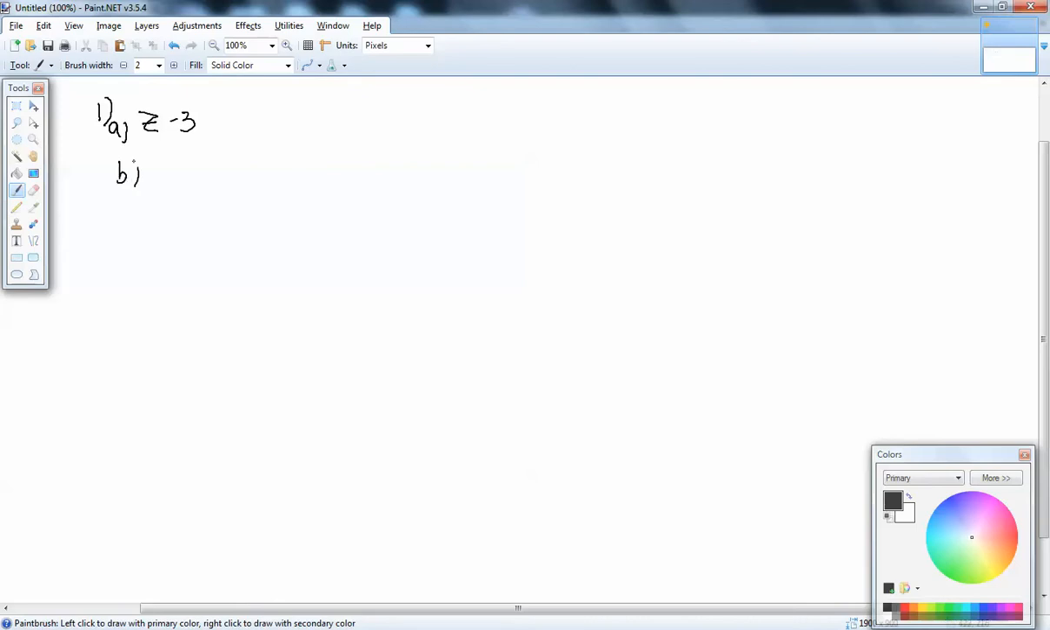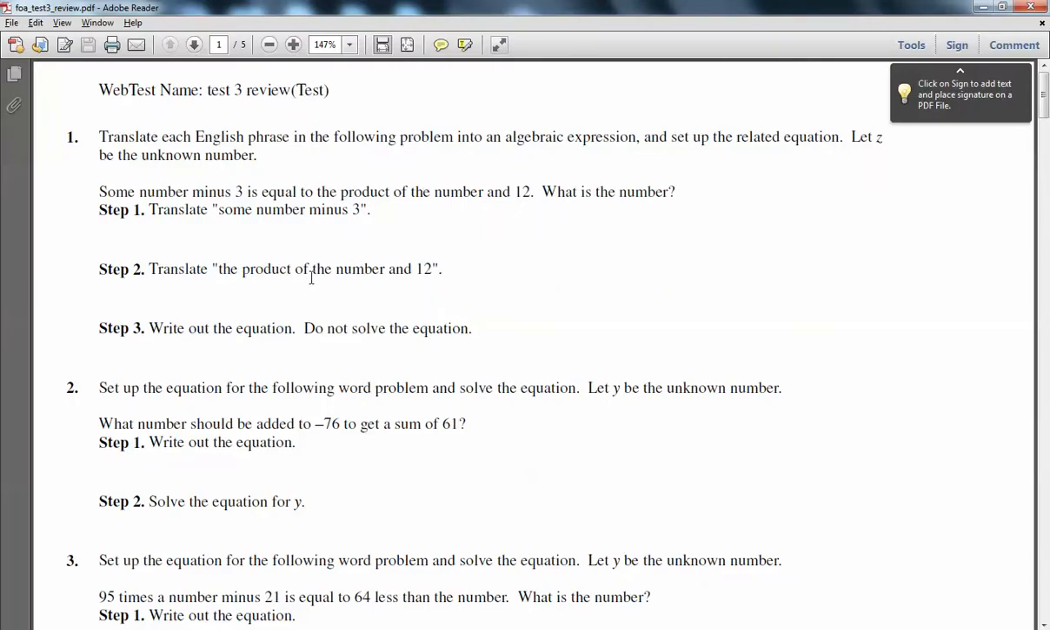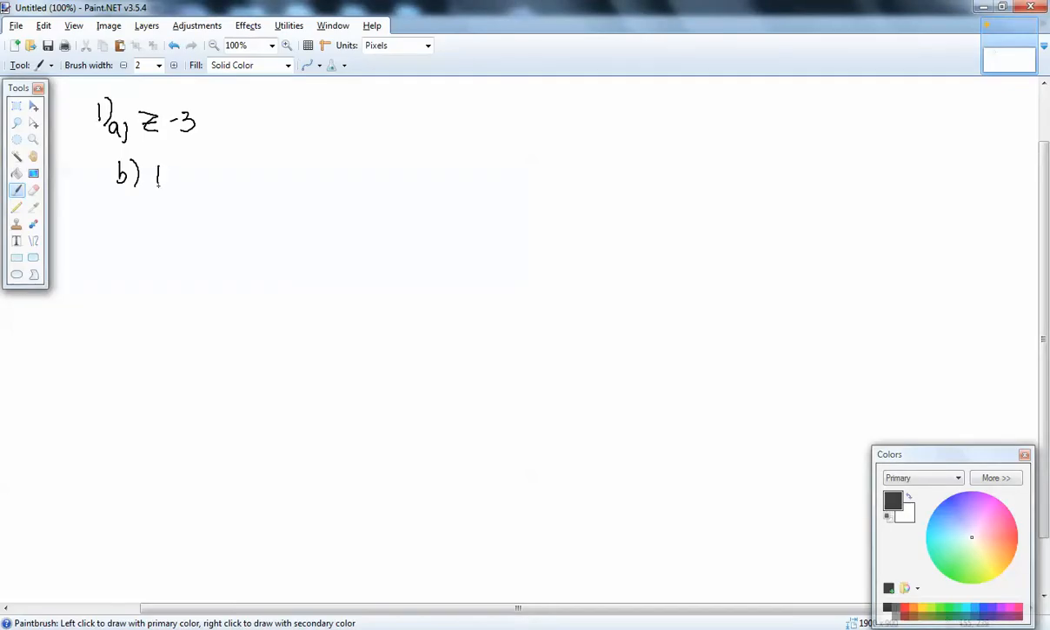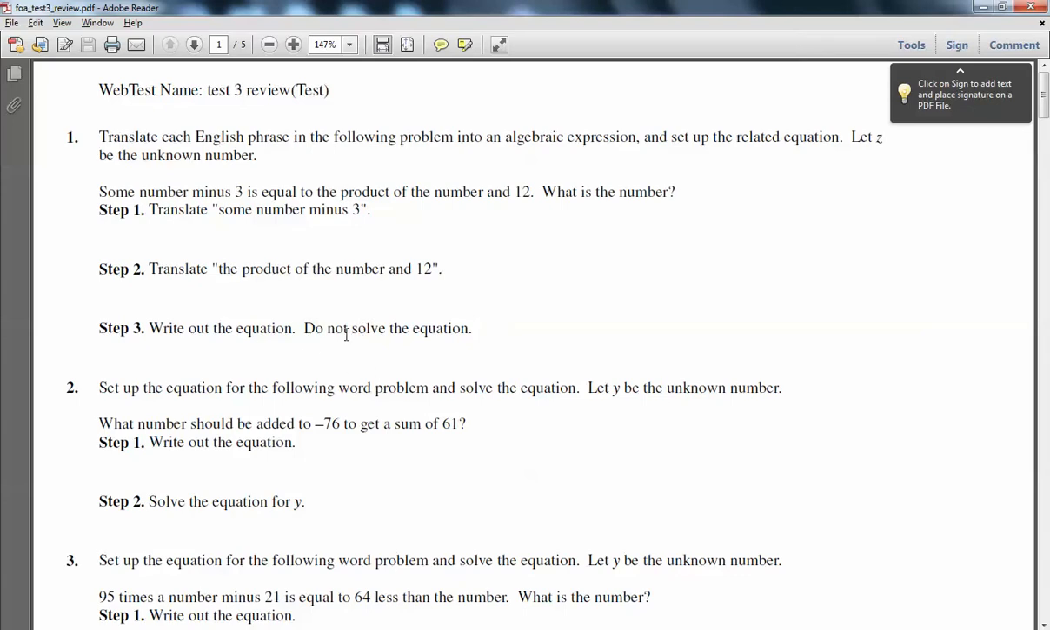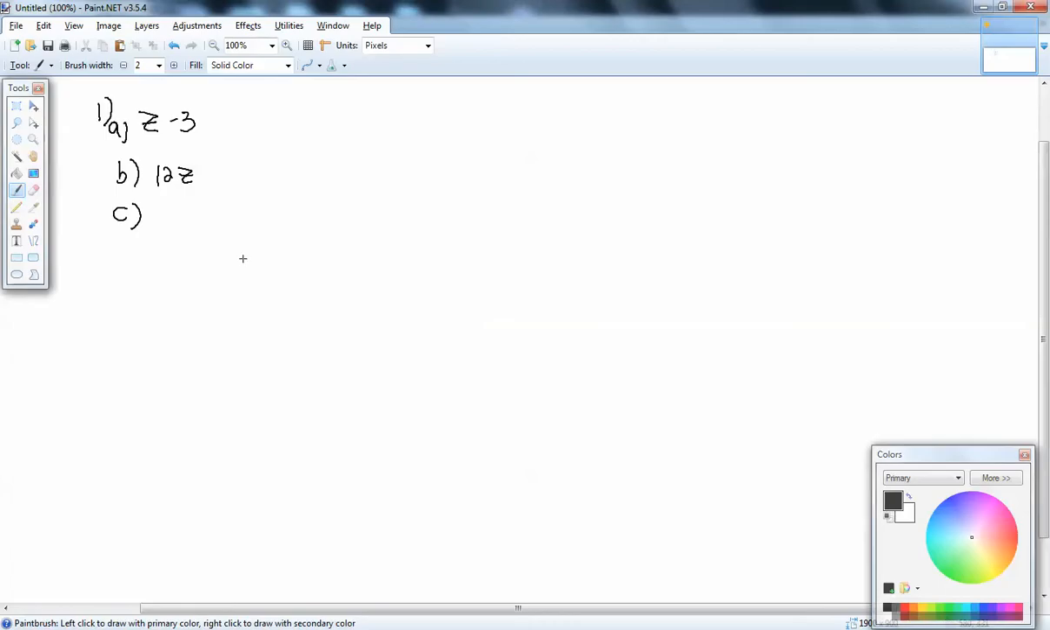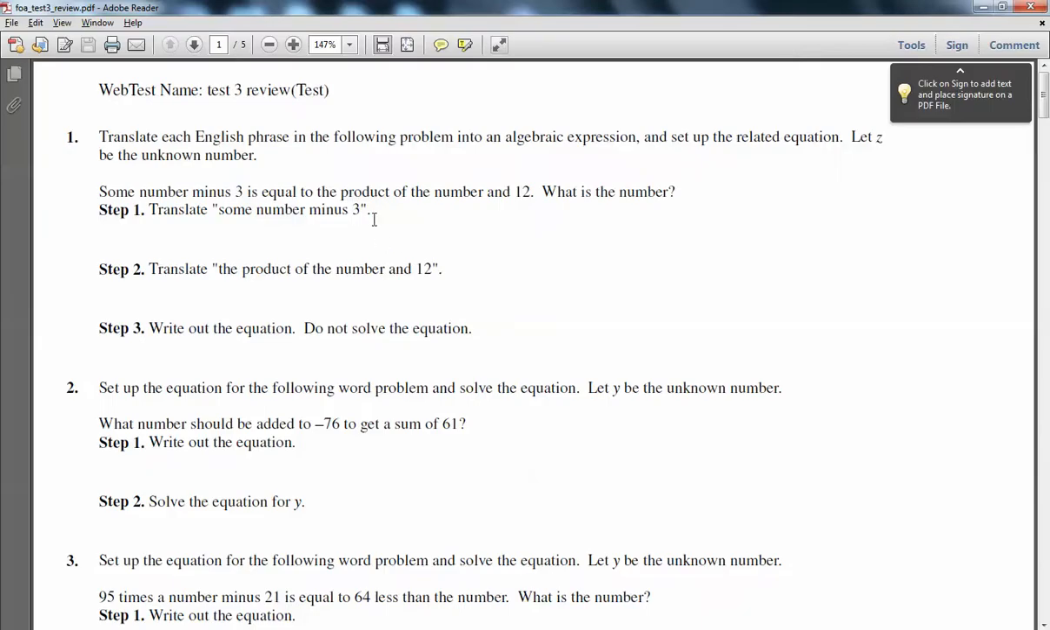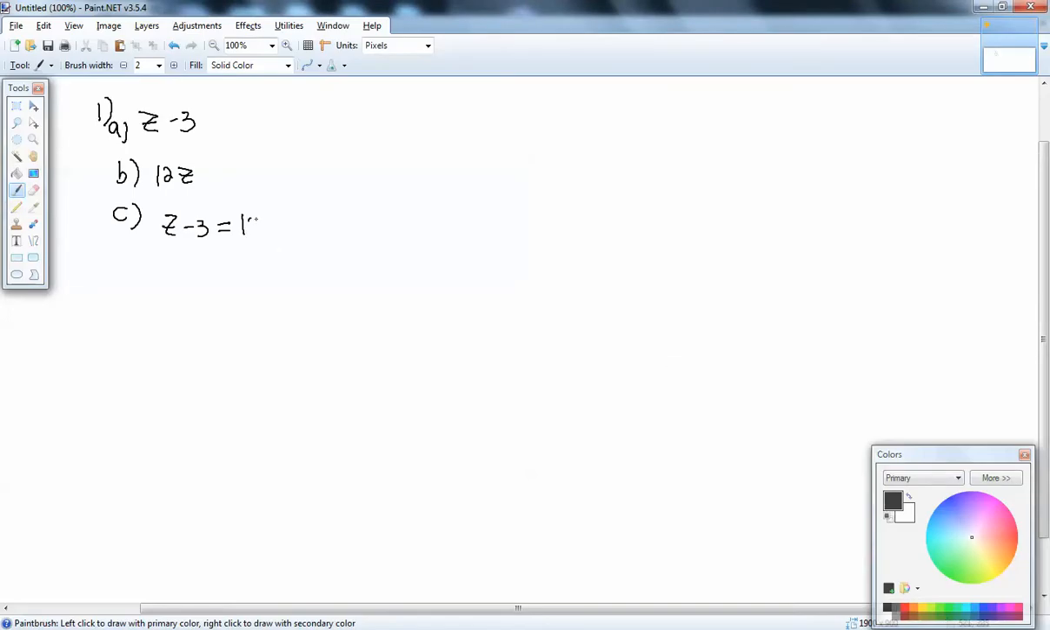It's like our first part. Step 2, translate the product of the number and 12. Well, product means multiplication. So we'll have number and 12, which would be z times 12 or 12z. Then our third step, write out the equation. Some number minus 3 is equal to the product of the number and 12. So it's equal to 12z.